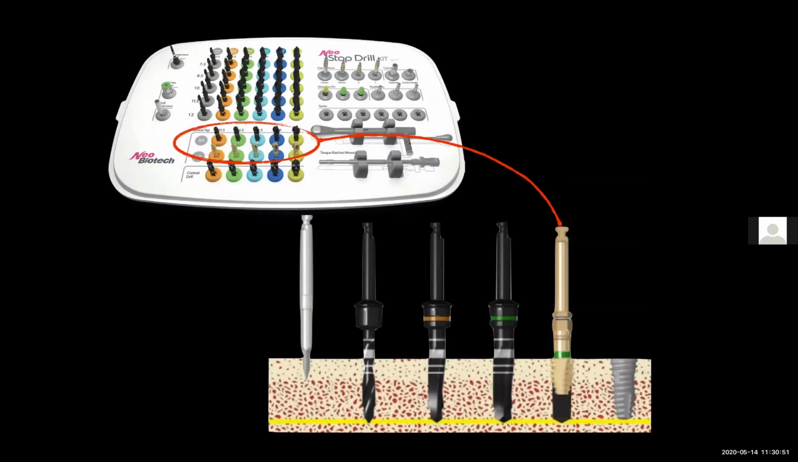Now I want to mention this. Cortical tapping is part of the Neobiotech protocol for type 1 and type 2 bone that you typically encounter in the mandible. The Neobiotech drill kit has two sets of cortical tapping drills for you to use, circled in red color. Because the anterior maxilla is mostly type 3 bone, cortical tapping sometimes is not necessary, particularly in an immediate anterior implant case. However, if you get a lot of resistance during implant insertion as you get close to full depth, then you would need to back out the implant and perform cortical tapping. That way, you don't over-compress the bone.